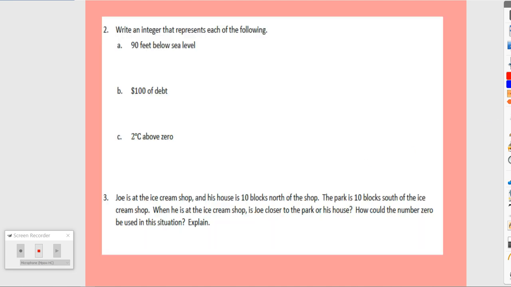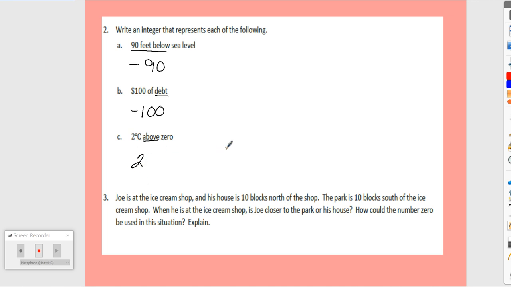Next one. It says write an integer that represents each of these following. Well, 90 feet below. How do we write that? You got it, -90. And what about $100 of debt? What do we know about debt? Yeah, debt's a bad thing, right? So that would be a negative. So again, it's -100. And what about 2 degrees Celsius above 0? If it's above, is it negative or positive? Positive. Do we need to write it? No. We don't need to write a plus sign, just the number 2.